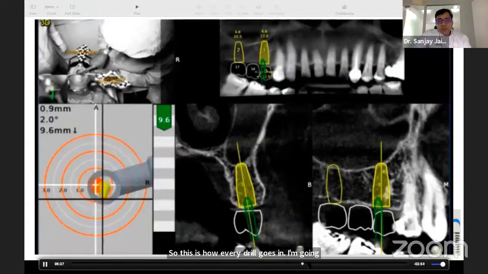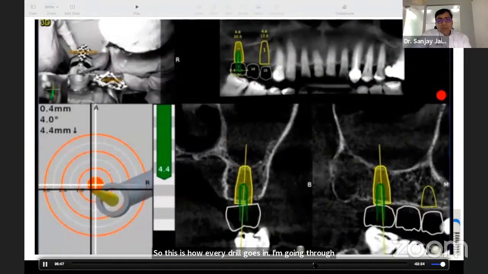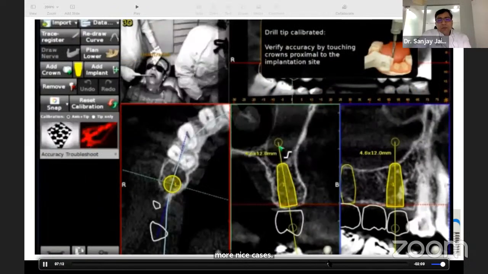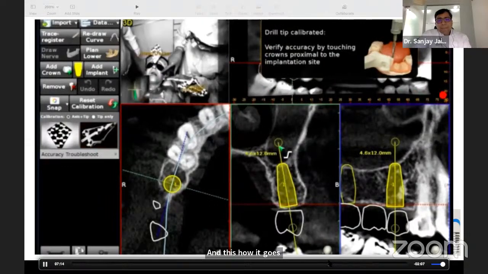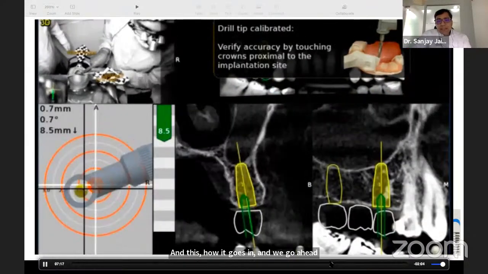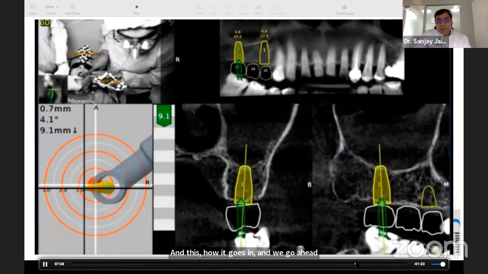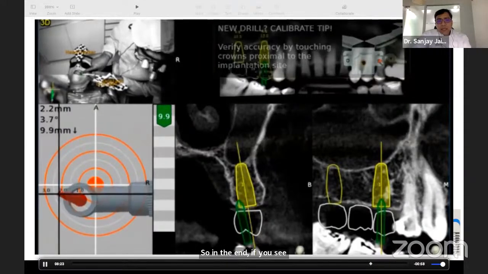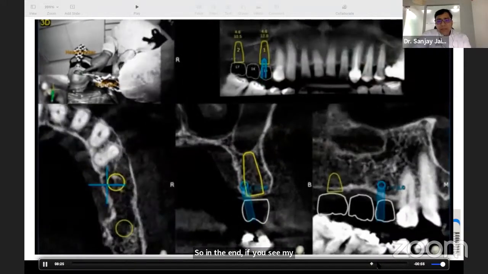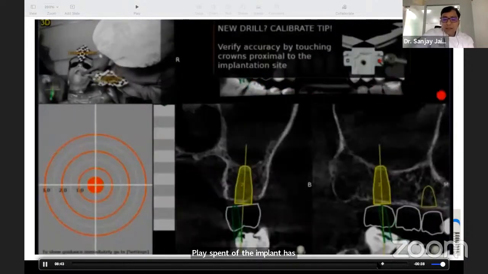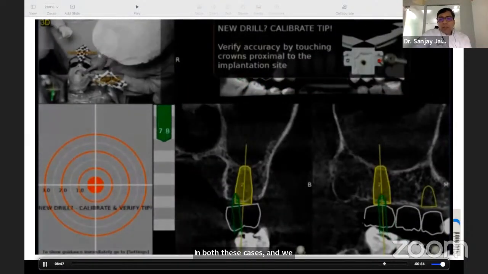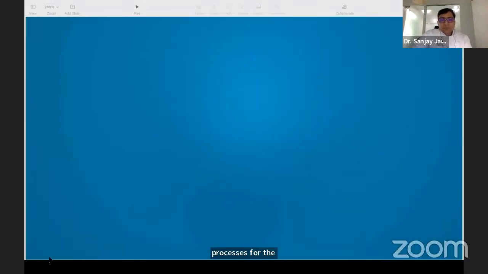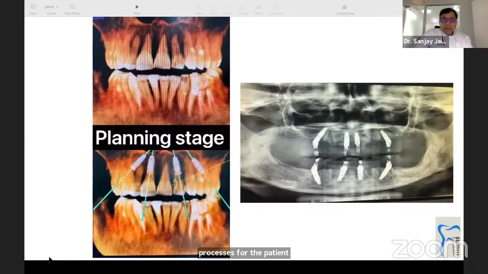I'm going through this to show you a few more videos wherein we have much more nice cases. And this is how it goes in. And we go ahead. We place the implants in. So in the end, if you see, my placement of the implant has been with sinus lift in both these cases. And we could go ahead and plan the prosthesis for the patient. Okay, let me go back one slide, please.